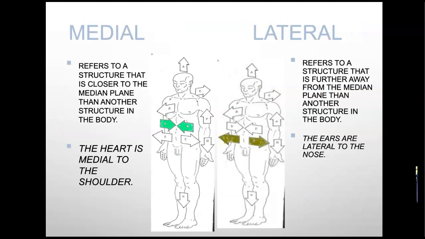Medial and lateral. Medial refers to a structure that is closer to the midline of the body, often called the median plane. And then lateral refers to structures that are away from the midline of the body. So the heart is medial to the shoulder. It's closer to the midline than the shoulders are. And your ears are lateral to the nose. They are farther away from the midline than the nose is. So medial and lateral.